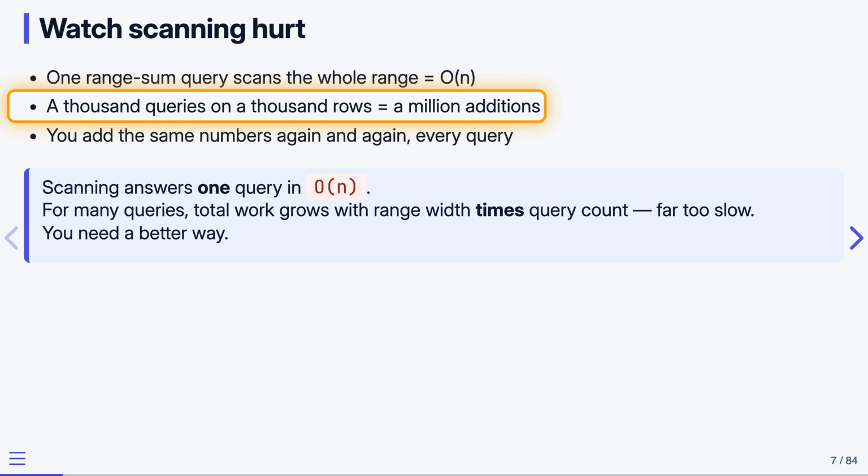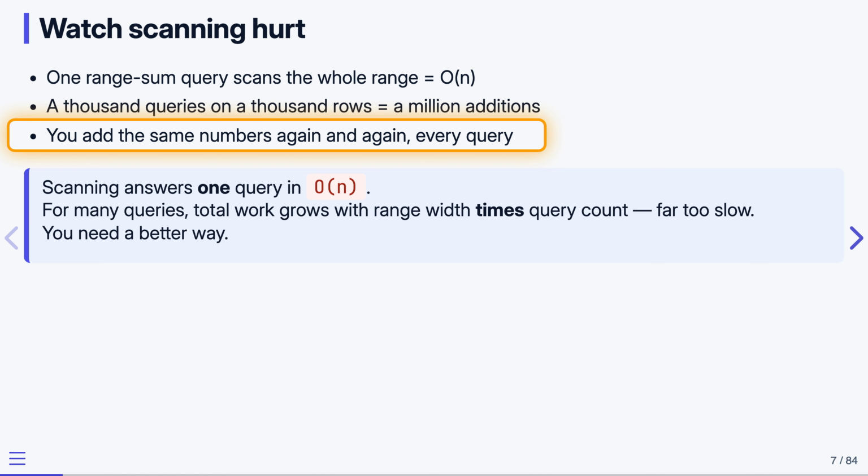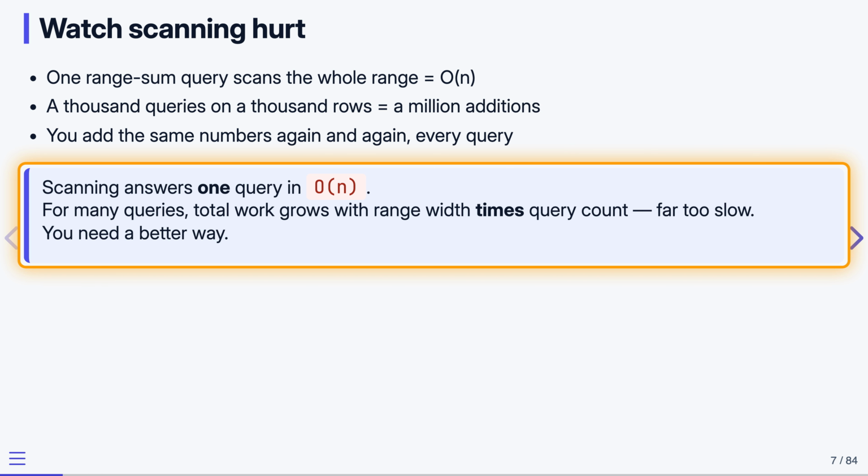Now say you run 1,000 queries on 1,000 rows. That is about 1,000,000 additions. Worse, you add the same numbers again and again, on every single query. Scanning answers just one query in big O of n, and with many queries on a big statement, this is far too slow. The total work grows with the range width times the number of queries. You need a better way.